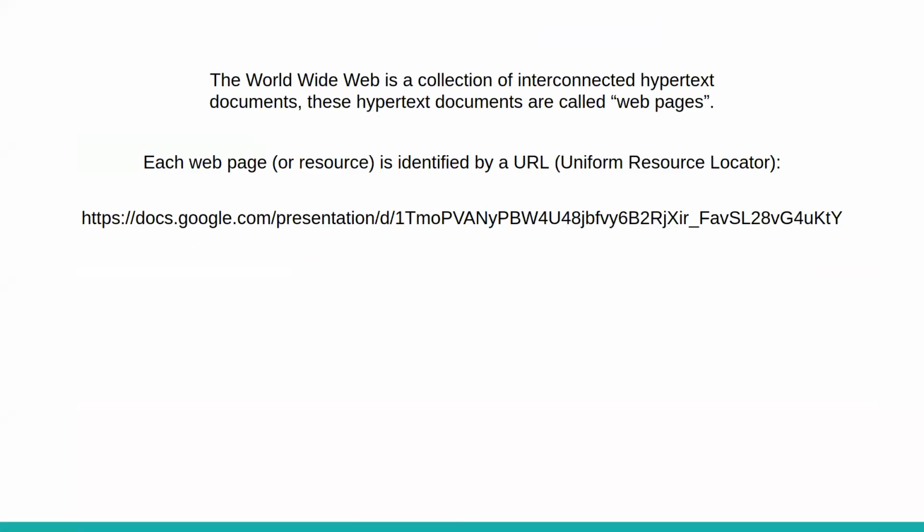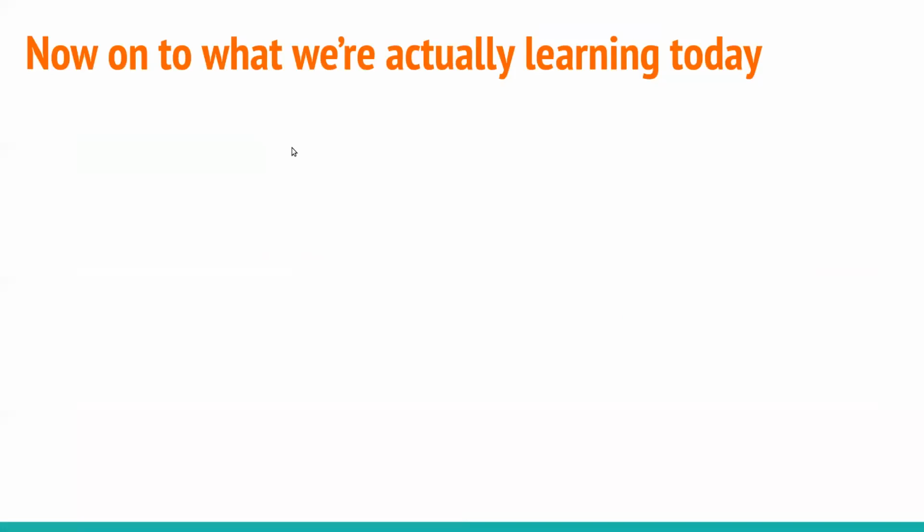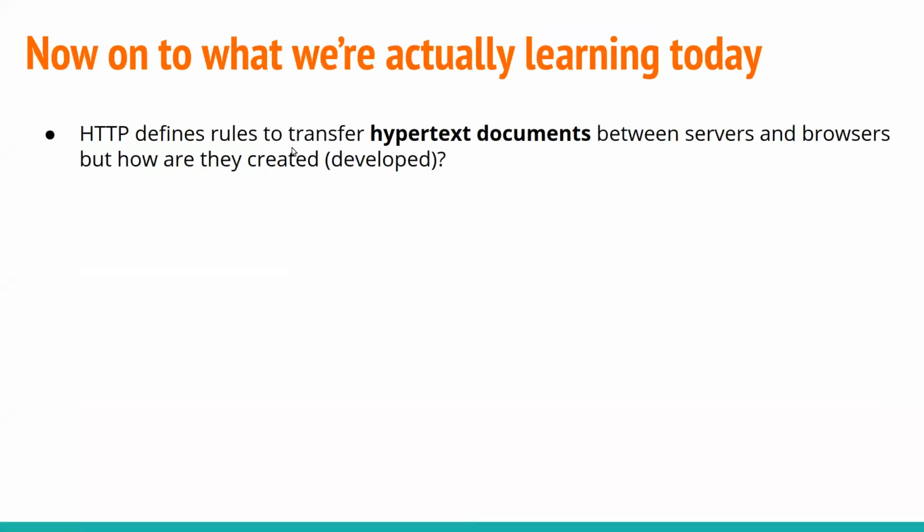But what is a web page? How do we create a web page? What goes into it? And the answer is sort of threefold. So HTTP, as we've seen, Hypertext Transfer Protocol, defines the rules of how we transfer hypertext documents. But how are hypertext documents actually created? And like I said, the answer is somewhat threefold. How do we create hypertext documents? We use three different languages.